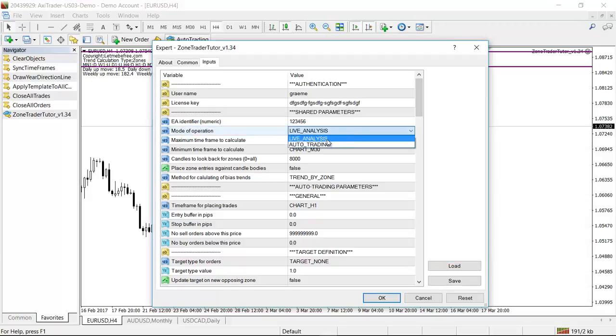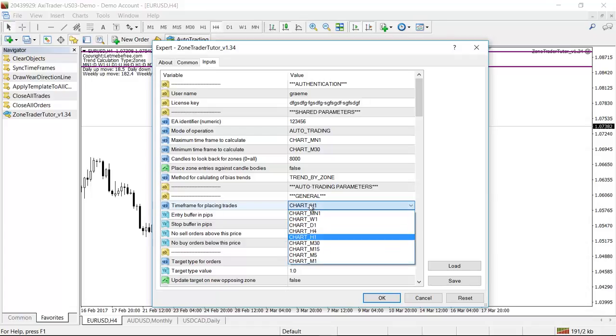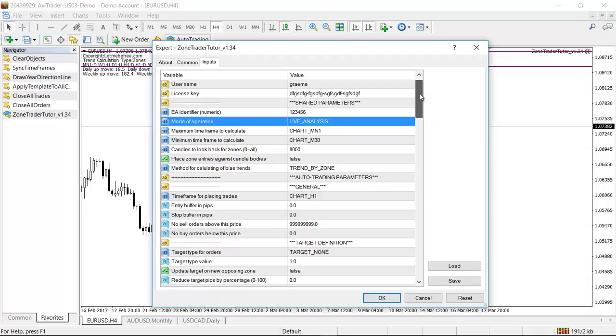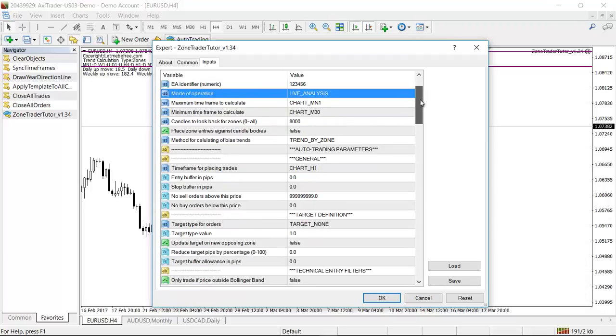If we start going to auto trading, we'll be changing that to auto trading, and we'll be setting the time frame for placing trades. At the moment it's set at H1, which is the default value, and it's probably my preferred time frame for trading. I'll just put this back because we're actually on a Sunday today, so the markets are closed, so no trading can take place. We've got a couple of different things here.